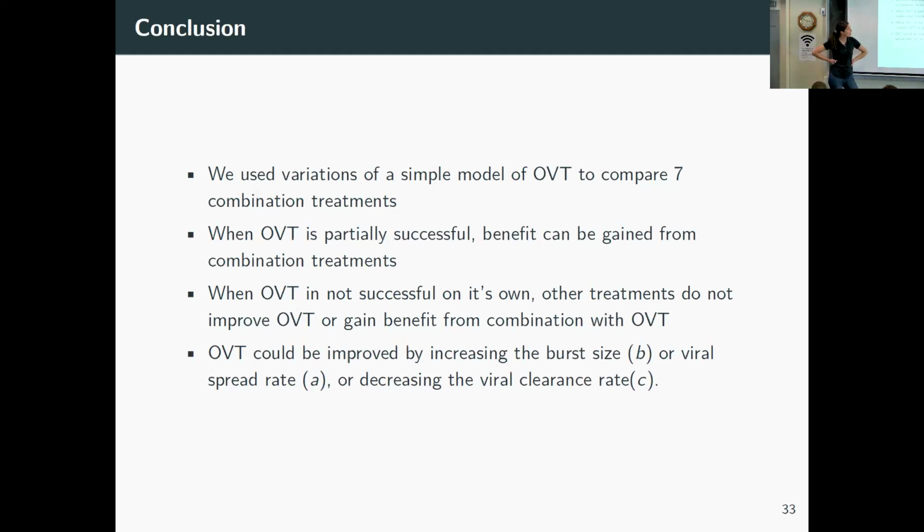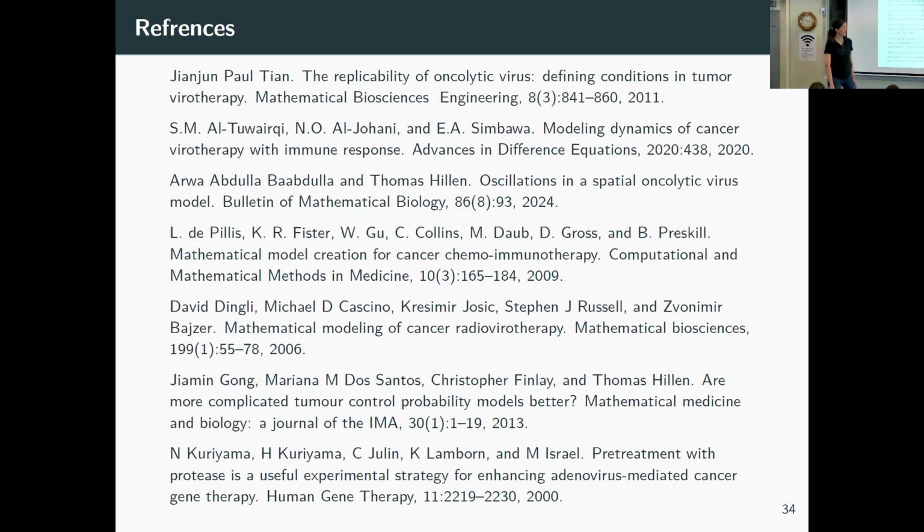We saw that one of the ways to improve OVT was to increase the burst size, but there are other parameters involved too. We can also increase the viral spread rate or decrease the viral clearance rate C. Okay, that was it.